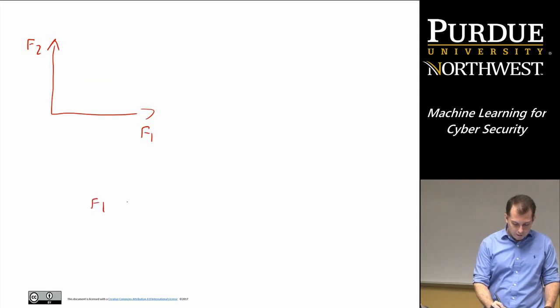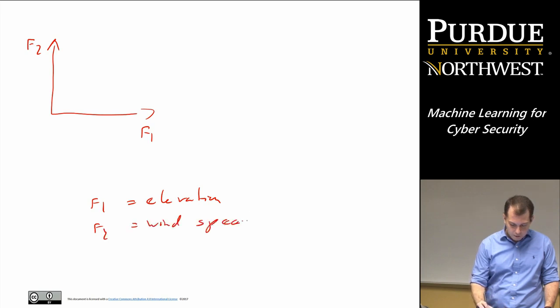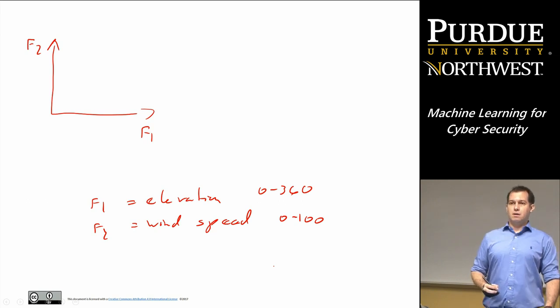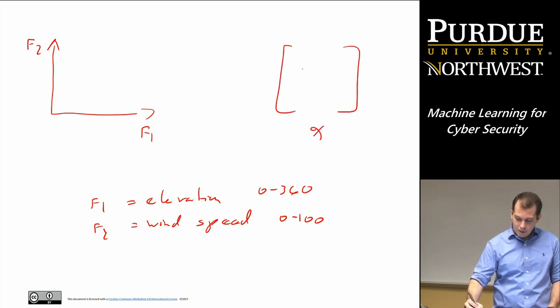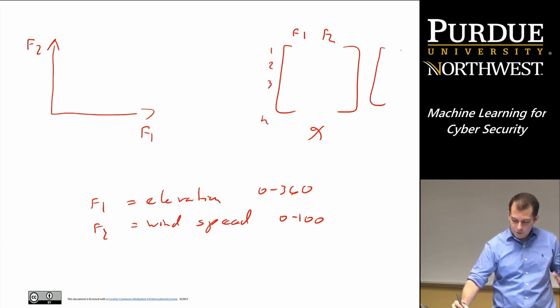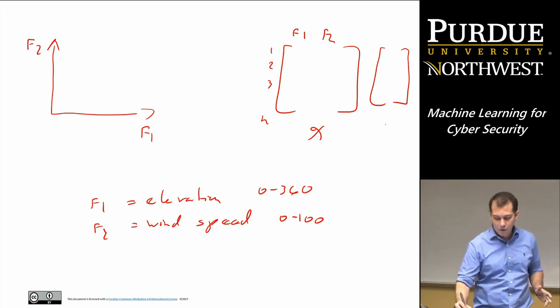So F1 is elevation and F2 is wind speed. Right, and this was from 0 to 360, I think, and this was 0 to 100, correct? All right, so what does that mean? The fact that this is x over here, F1, F2, and this is 1, 2, 3 to n, and the labels we're not really concerned with right now.